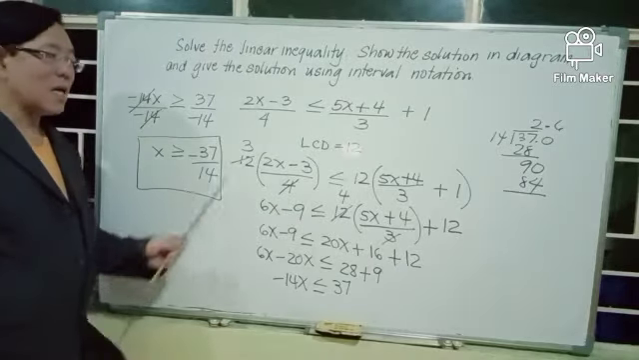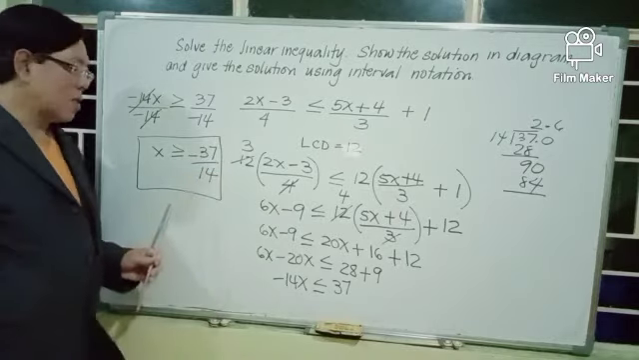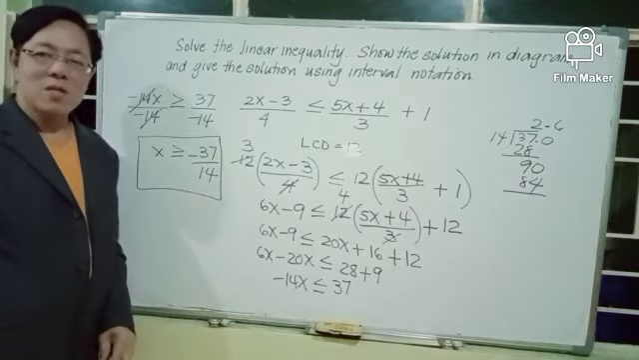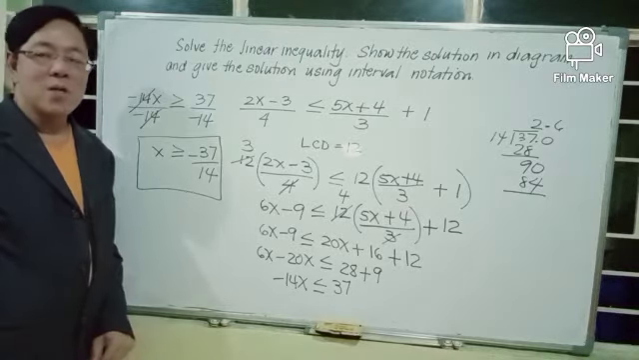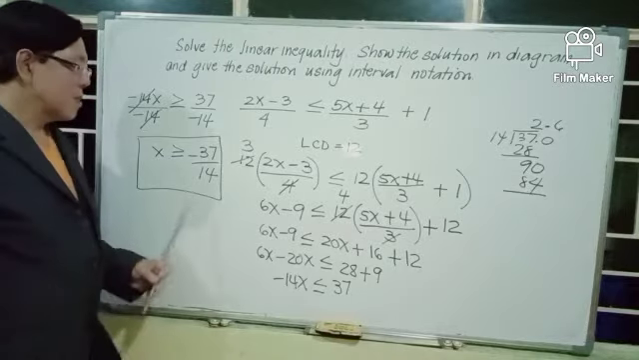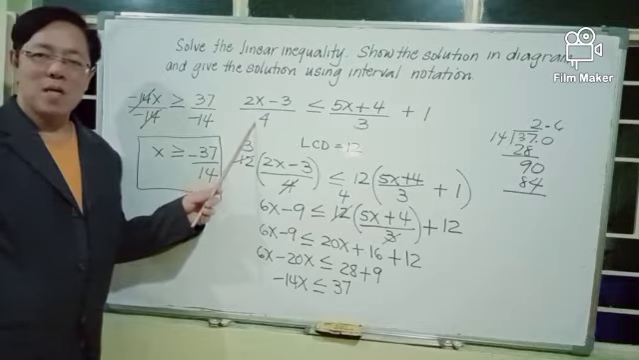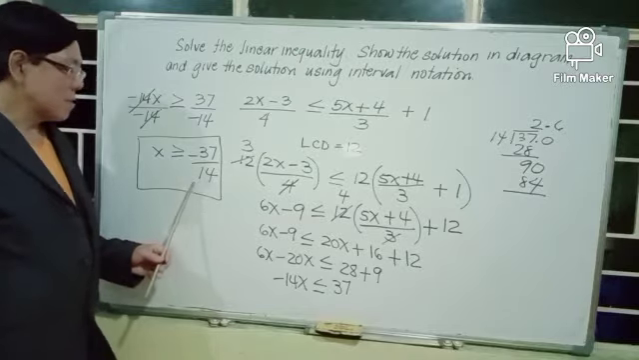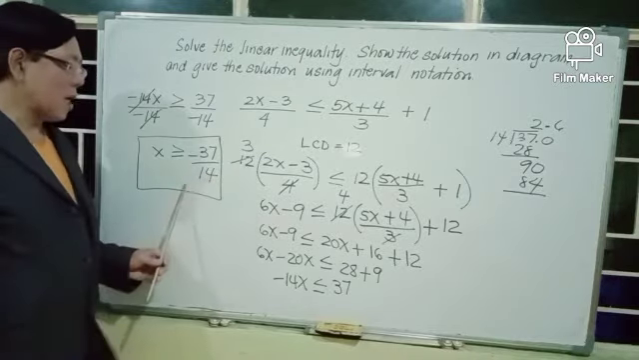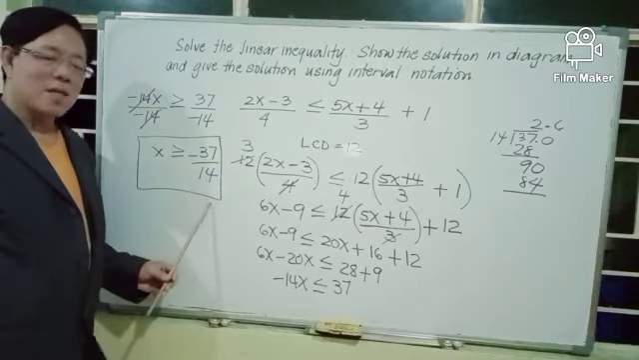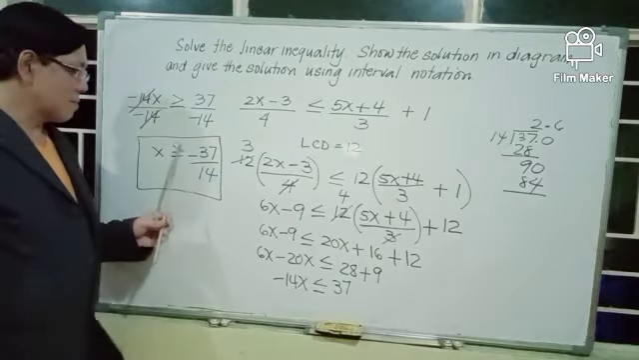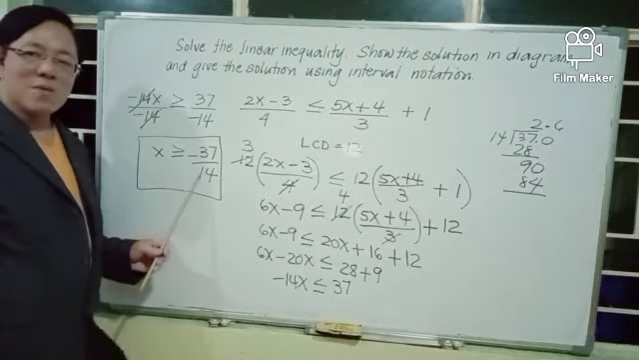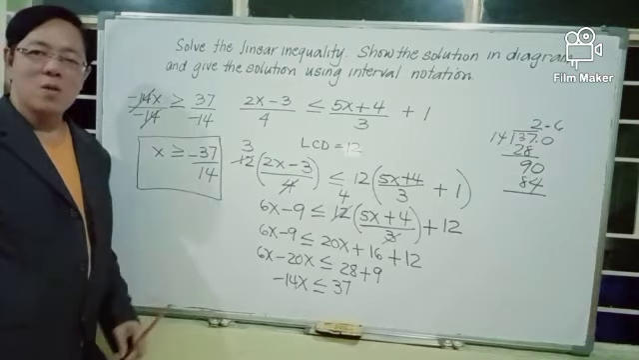Now you can see that a linear inequality has more than one solution. Actually, infinitely many solutions. Unlike in solving linear equations in one variable, where you only have one value for the variable in the given linear equation. When you are solving a linear inequality in one variable, you will obtain infinitely many solutions. As in this example, one solution is x equals negative 37 over 14, and all the real numbers that are greater than, as indicated by this greater than inequality sign. All the real numbers greater than negative 37 over 14 are also solutions.